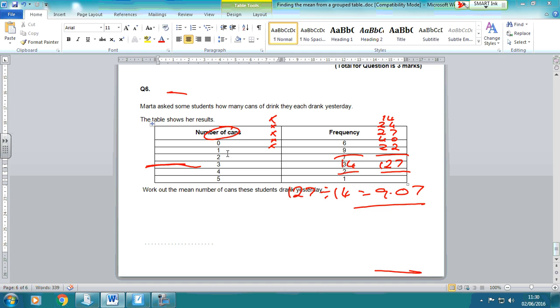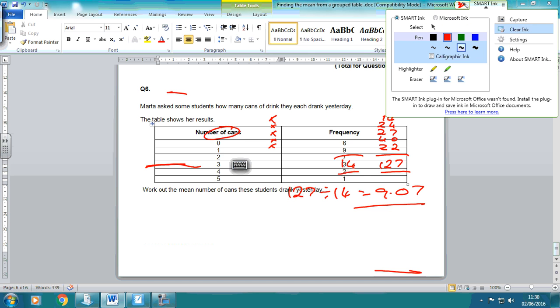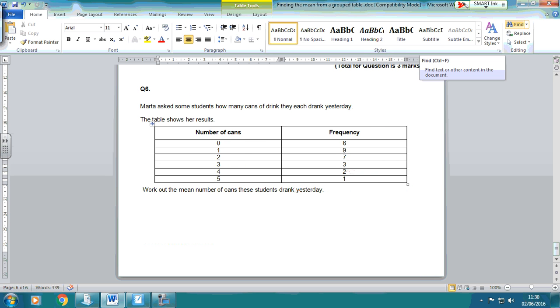Okay. Again, the very last question. Again, it's exactly the same. All you need to do is this time it doesn't say estimate, it says work out the mean. So we don't bother finding the midpoints, we just multiply them. That's what I said earlier. You've got a 0 here, so 0 times 6 is 0. 1 times 9 is 9. 2 sevens are 14. 3 threes are 9. 4 twos are 8. 5 times 1 is 5.